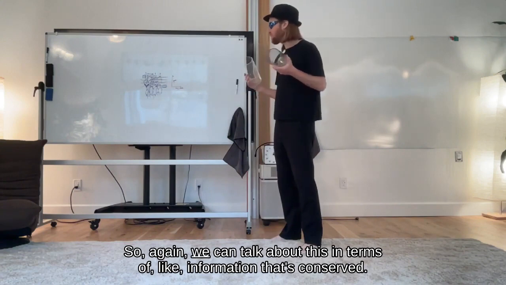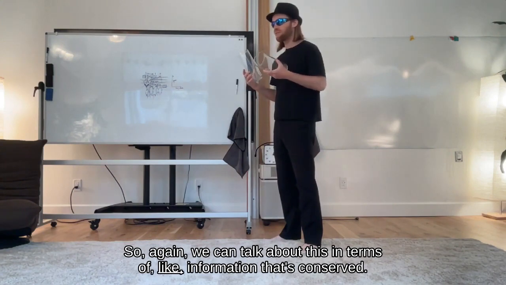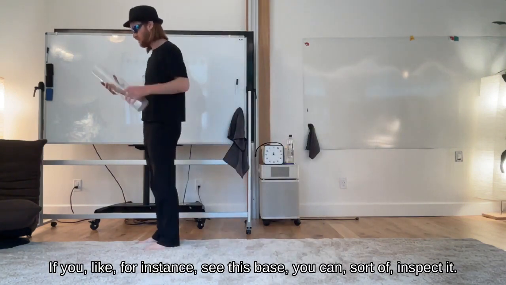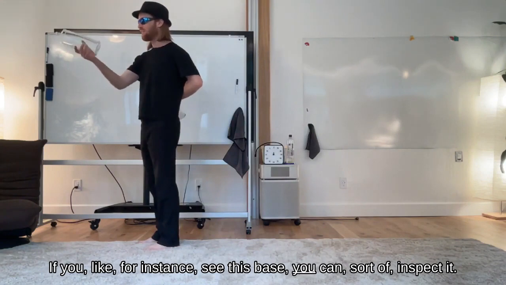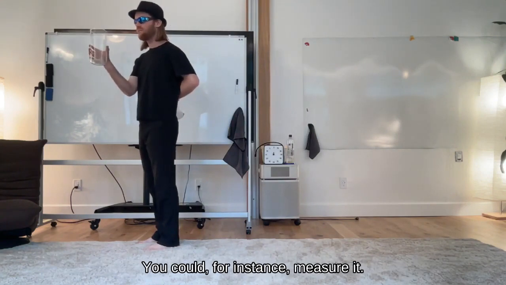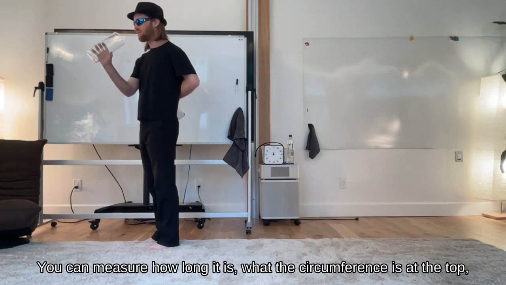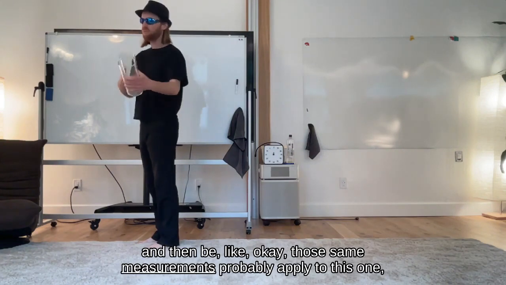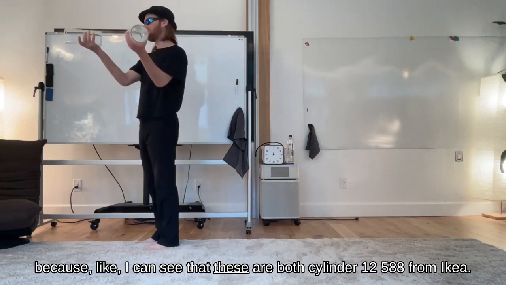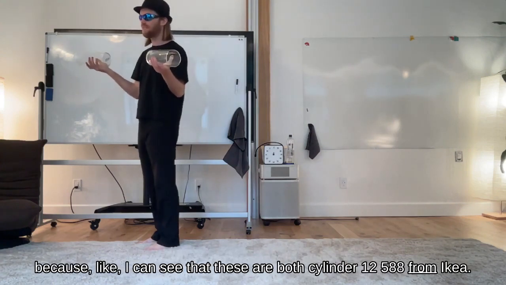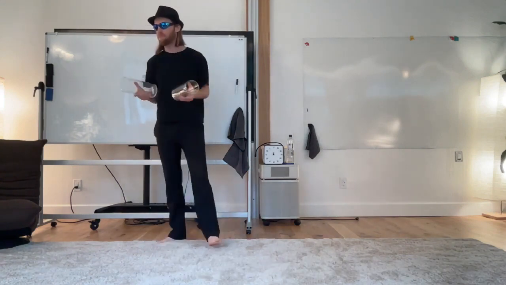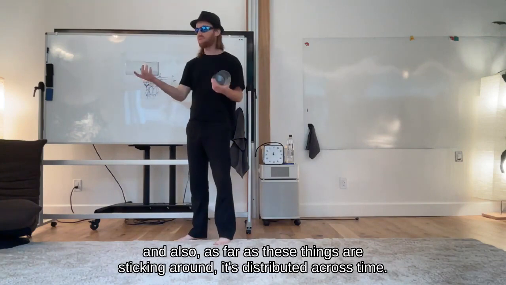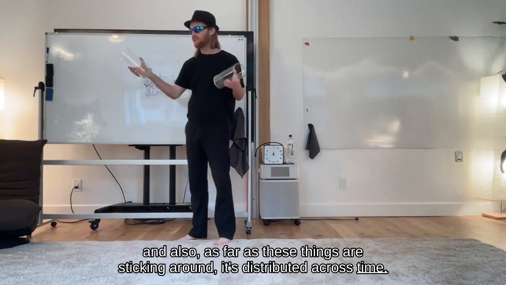So again, we can talk about this in terms of information that's conserved. If you see this base, you can inspect it. You could measure how long it is, what the circumference is at the top, and then say, okay, those same measurements probably apply to this one, because I can see that these are both cylinder 12588 from IKEA. So that's information that's distributed across space, and also, as far as these things are sticking around, it's distributed across time.